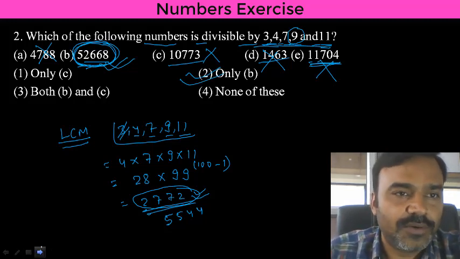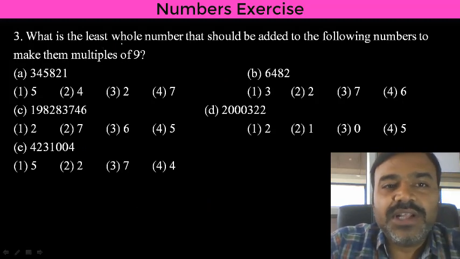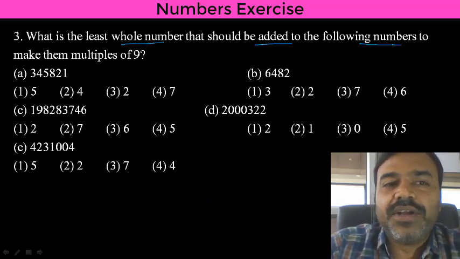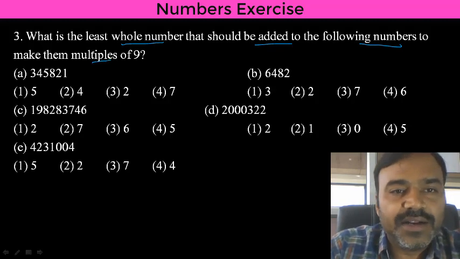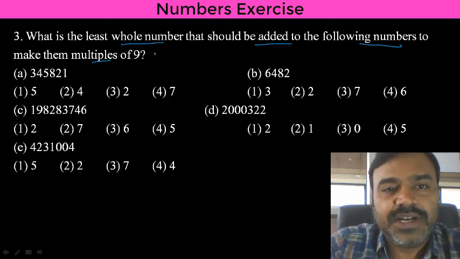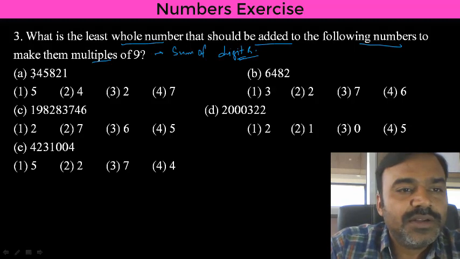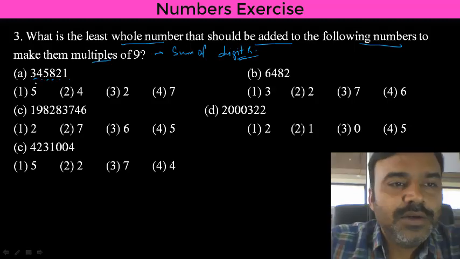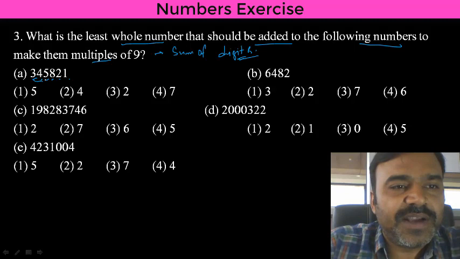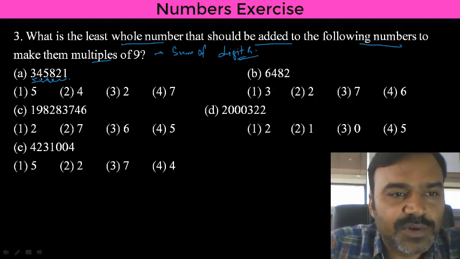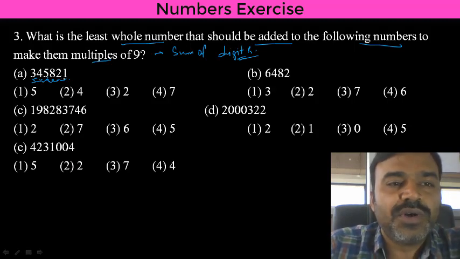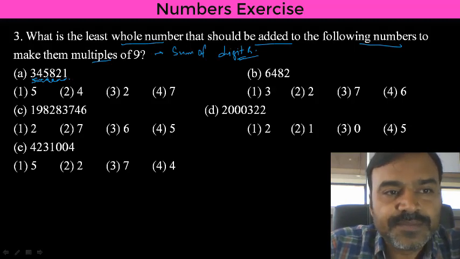Okay. Let's go to the next question now. Next question says, what is the least whole number that should be added to the following numbers to make them a multiple of 9? Now for 9, what is the divisibility test? The divisibility test is sum of digits. The sum of digits should be divisible by 9. Let's look at the first number, 345821. If you simply add the digits, 3 plus 4 is 7, plus 5 is 12, plus 8 is 20, plus 2 is 22, plus 1 is 23. 23 is not divisible by 9.